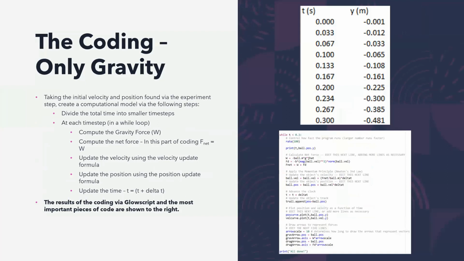The coding part, only gravity. First, you take the initial velocity and position found via the experiment step and create a computational model via the following steps. You first divide the total time into smaller time steps, and then at each time step, in a while loop, you compute the gravity force, which is the weight, compute the net force, which here is the weight, update the velocity using the velocity update formula, update the position using the position update formula, and then update the time, which is just t plus delta t. To the right, you can see the most important parts of the GlowScript code, as well as the results of the code with only gravity.